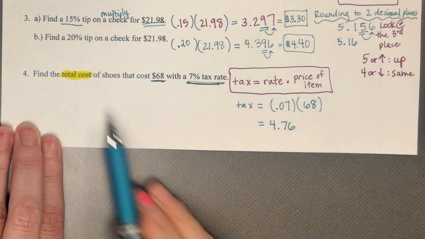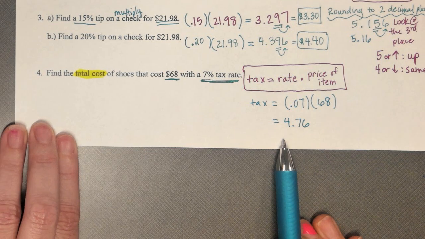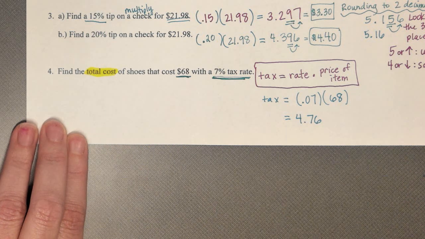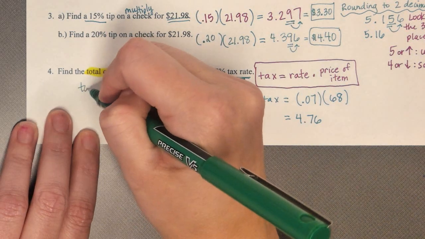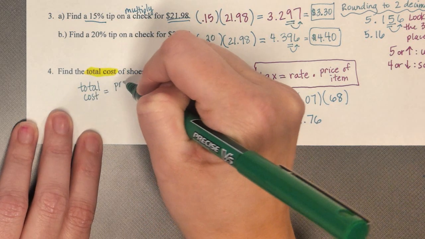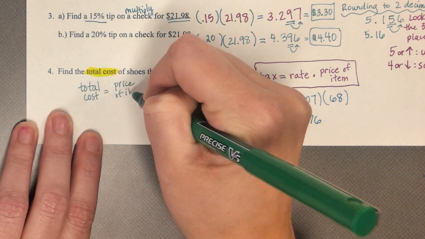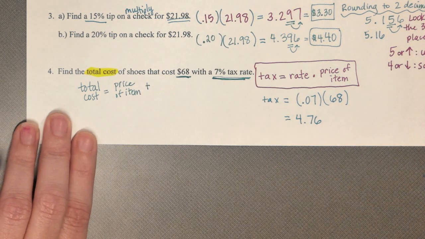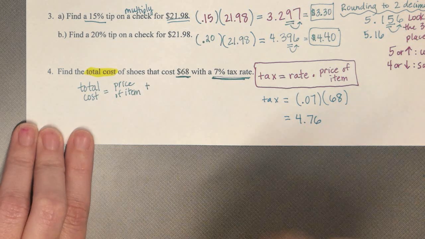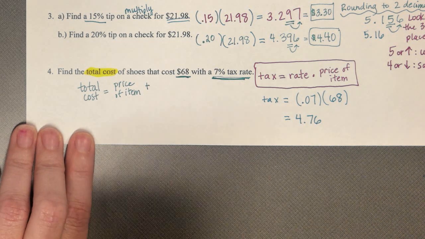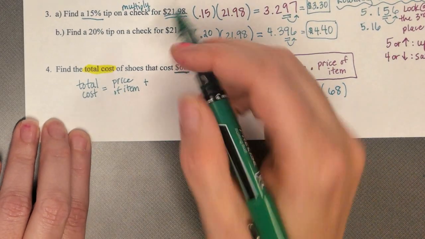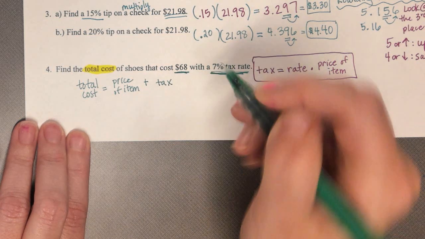Now, sometimes they're going to ask you for the tax. Other times they're going to ask you for the total cost. So if they ask you for the total, that's going to be the price of the item. And what else do I have to add to that? Yeah, just your tax, right? So you always pay the price of the item plus the tax on that item.